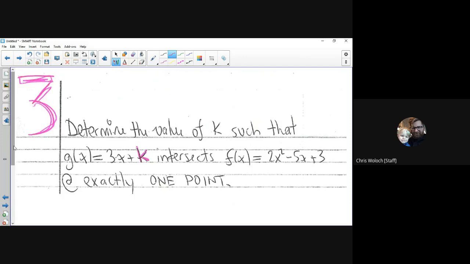So we want to determine the value of k such that g of x equals 3x plus k intersects f of x at exactly 1 point. Okay. So lots of stuff there. New letters, which generally sometimes freak students out. But like, don't freak out, right?